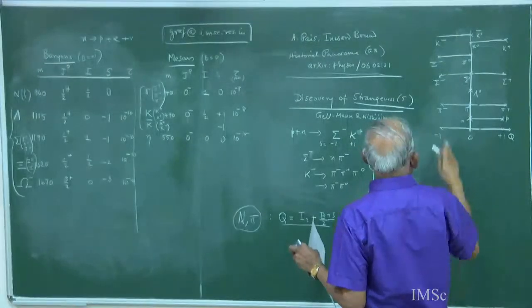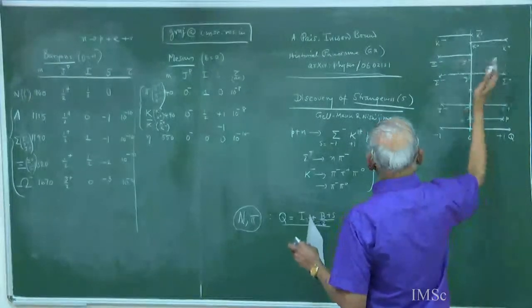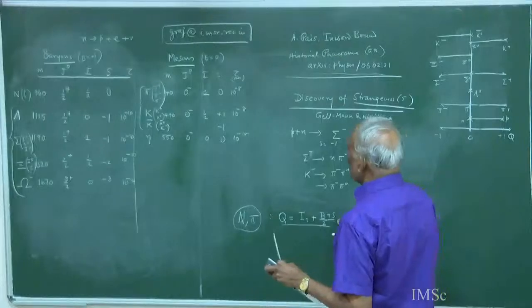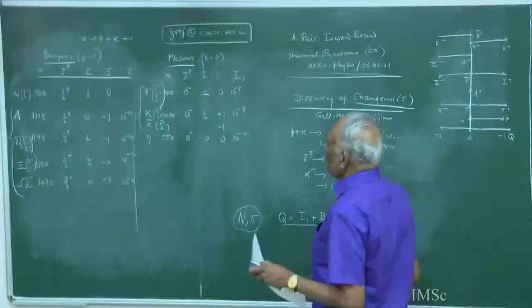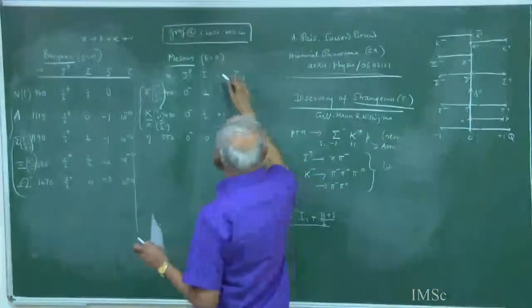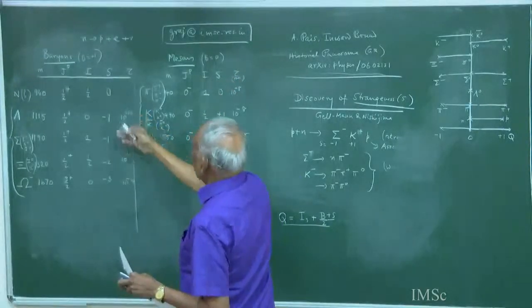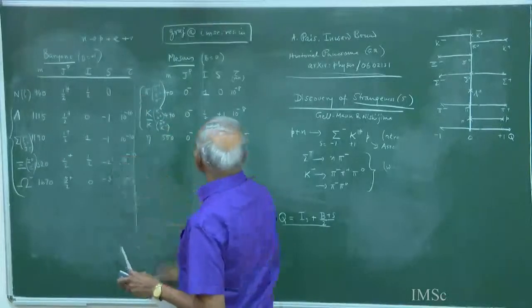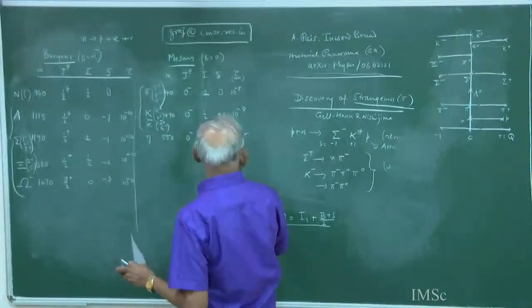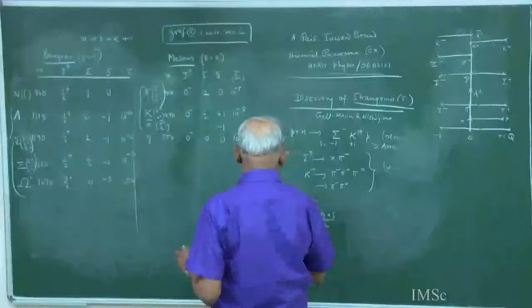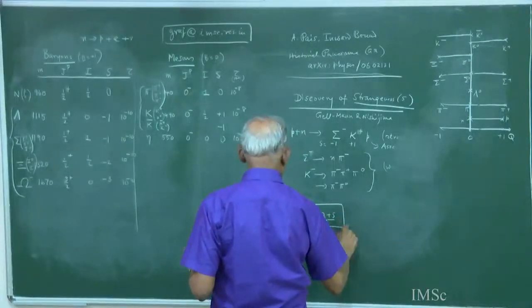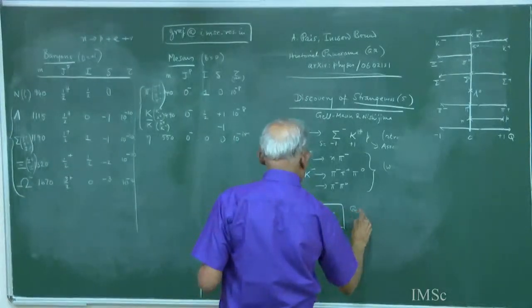So you can see that in order to get to the positive or negative shifts, you have to choose the strangeness quantum number appropriately. That is why, if you now look at all these strangeness quantum numbers which have been given here, you will see that this formula is satisfied. And this was the formula discovered by Gell-Mann-Nishijima. So this is called the Gell-Mann-Nishijima formula.